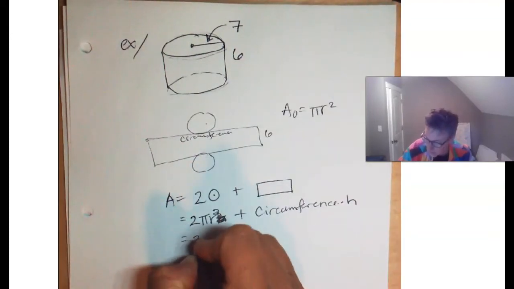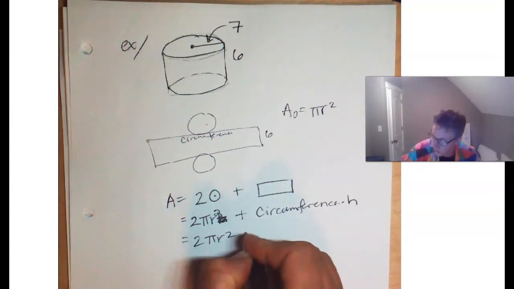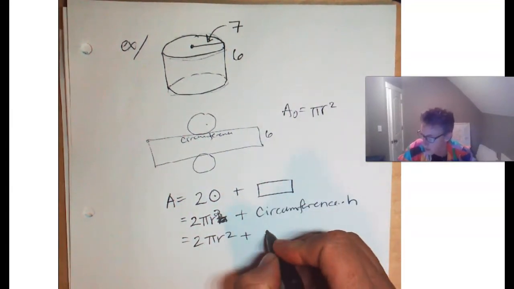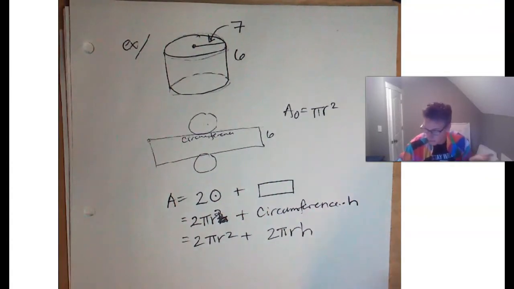Well, that's not bad. So we have the area of the circle. We have 2 circles. So we have 2 times pi times r squared plus the circumference, which is 2 pi r times the height.